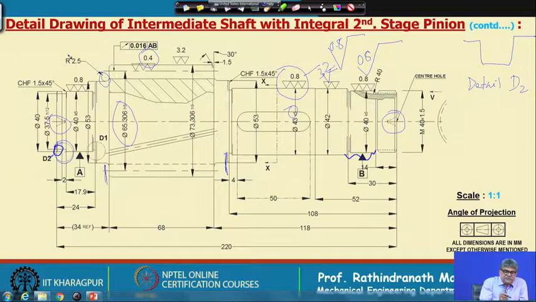here we have put a filled-in triangle A, and here we have put B, and here we have written an inclined arrow, then 0.16 and AB. This means that if you consider the cylindricity of A and B and here the pitch circle, all the axes may not be perfectly matching.